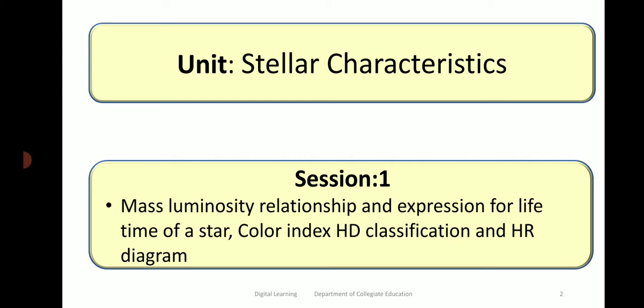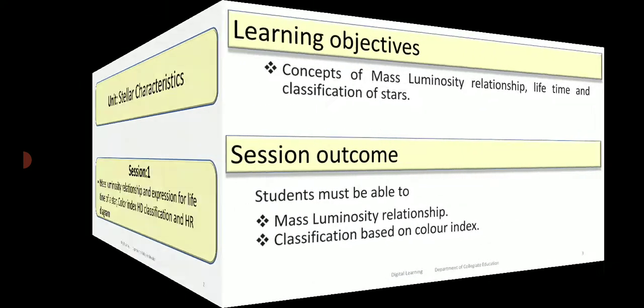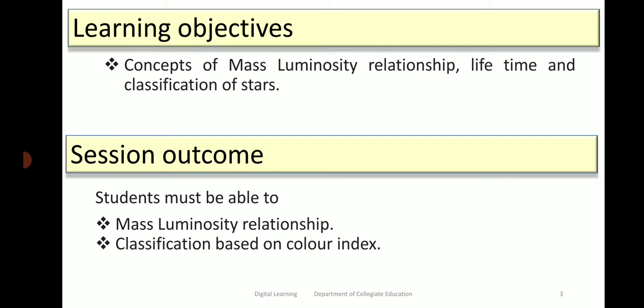In stellar characteristics, I am going to explain the mass luminosity relationship and expression for lifetime of a star, color index, HD classification, and HR diagram. The learning objectives are the concepts of mass luminosity relationship, lifetime, and classification of stars. In this session, students must be able to understand the mass luminosity relationship and classification based on color index.